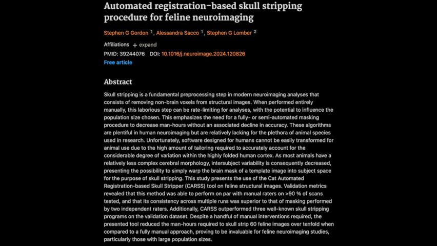Thanks for having me. Before we get into the nitty-gritty of this new tool, can you walk us through why skull stripping is so important in neuroimaging? It's not like we're dealing with actual scalpels here, right? Right. No scalpels involved. It's all digital.